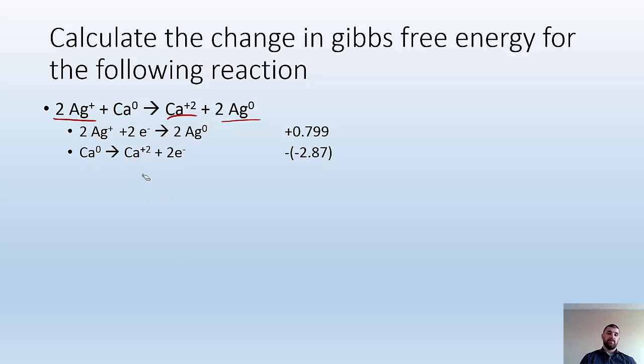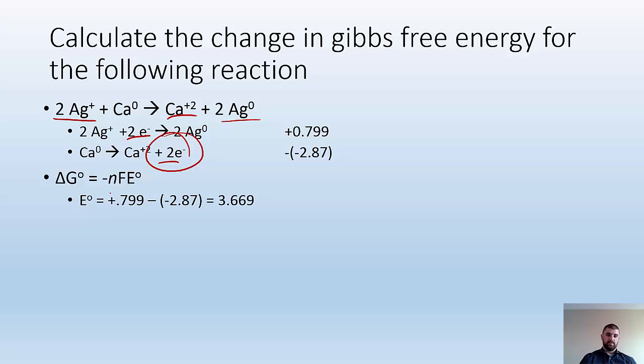And then I also looked up the cell potentials, which are given right here. So the reduction potential for calcium was negative 2.87. Remember, if it's being oxidized, you have to change the sign of that, right? Cool. So delta G equals negative nFE. So how many electrons are being transferred? Well, there's 2 and 2, so 2. My n equals 2.